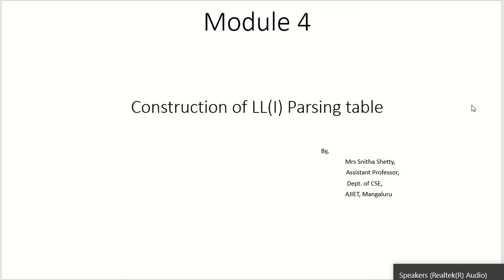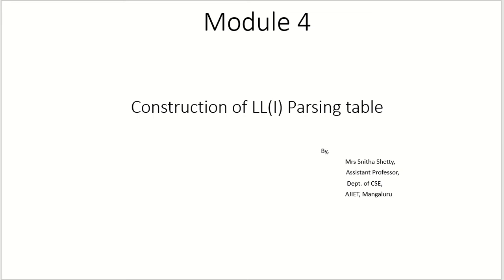So in today's session, we'll be studying the construction of the LL1 parsing table. In my previous session, I discussed the classification of parsers. There are two categories: one is the top-down parser, and the other is the bottom-up parser. Under top-down parser, again two categories: one is a parser which supports backtracking, and the other is the non-backtracking parser. Under non-backtracking, there is a type of parser known as the LL1 parser. Under backtracking parsers, there is a parser known as the brute force parser.